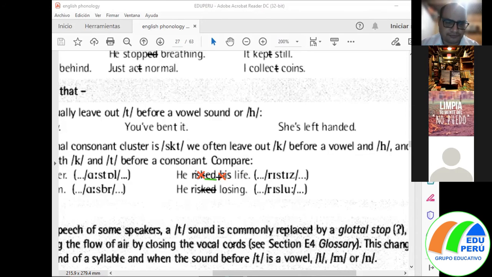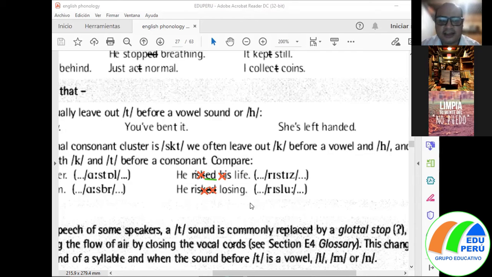Now, the other one. In the second case, you omit the two sounds. You omit the sound ka and the sound ta. Ka, ta. And you just say, here is losing. Notice what native speakers usually do. That's why sometimes we don't understand. No, teacher, it's too fast. Well, if you say, for example, here is losing. What is here is losing? Here is losing? Oh no, I can understand.